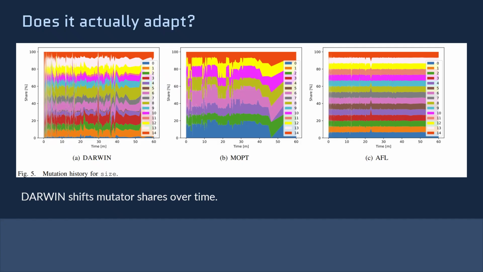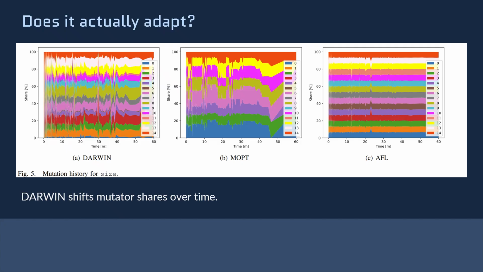And the overall takeaway here is that if you look at Darwin's mutator usage patterns, they shift pretty drastically over time. You can see it's pretty wavy, it's pretty messy. The different shares are constantly fluctuating, going up and down. Some mutators are getting more coverage share, some are getting less, and it's really adapting to the target's needs at different phases in the fuzzing process.